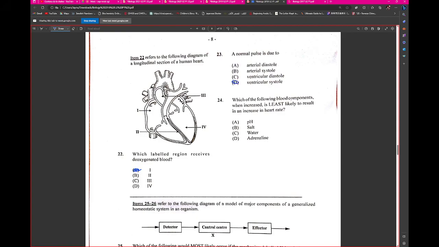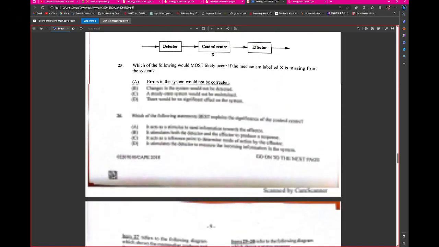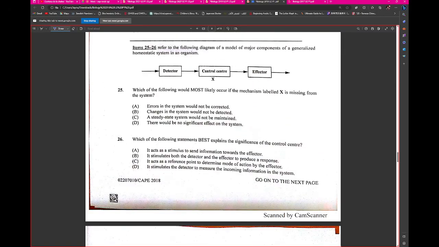And which of the following blood components, when increased, is least likely to result in an increase in heart rate? Probably water. Right? So we have that there. This question is repeating, right? Okay, let me see if it's repeating. It's probably not. Which of the following would likely occur if the mechanism labeled X is missing from the system?